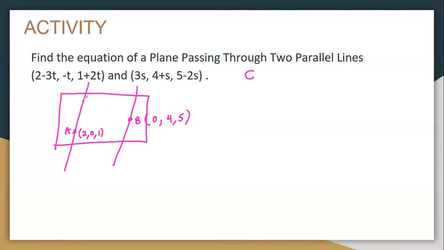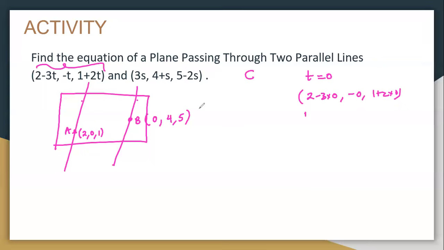That C can be on this line or it can be on this line. Take an example. When I set T equal to 0, I'll find my point A. Because when you substitute T equal to 0 here, it will be 2 minus 3 times 0, negative 0, and 1 plus 2 times 0. So that is the point (2, 0, 1).